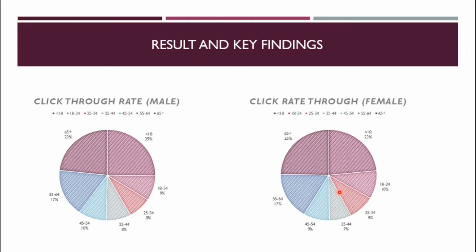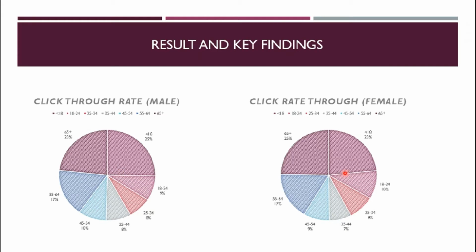Now this is the CTR rate for both male and female. As you can see, the biggest section for male is the below 18 one, because it ranks 25%, followed by the 65 plus for male. Which means that these two segments had the highest CTR rate, they were the ones that most impressions were made upon, and they are the ones who made the most clicks. The least are these two, 25 to 34 and 35 to 54. They didn't click on the ad that much compared to other age groups.